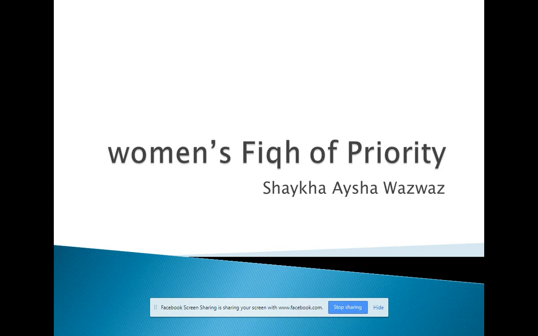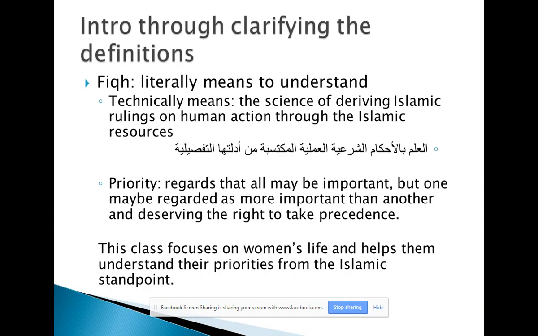When we say fiqh, it actually means to understand, and fiqh is a study, a science. When you say fiqh, you're discussing the science that is specialized in deriving rulings from the different evidences of Islam. The different evidences of Islam include different details that are mentioned in the Quran, for example, or Sunnah, or the words of the Sahaba, and the list goes on and on.